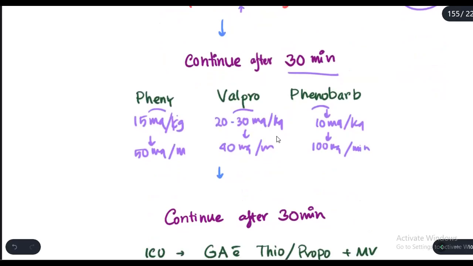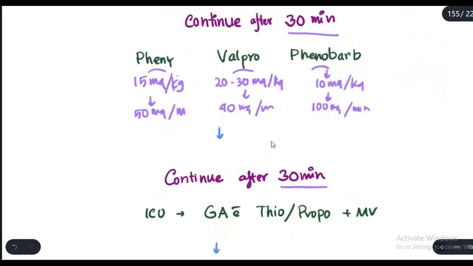And we monitor the patient after starting the infusion, and we wait. We wait for another 30 minutes. And if the seizure still continues after 30 minutes of starting one of those anticonvulsants, now we have to shift the patient to ICU. Why? Because this patient will require a GA, general anesthesia, with IV anesthetic drugs such as thiopental or propofol.